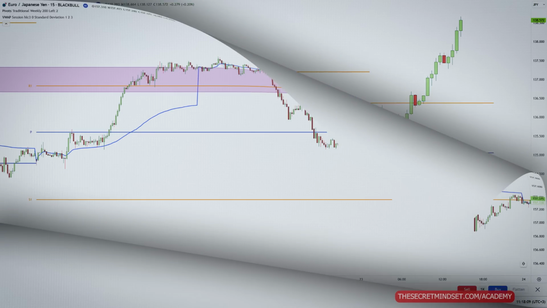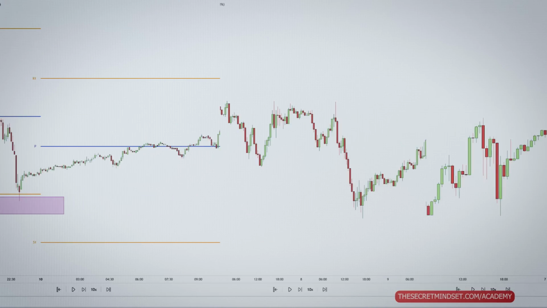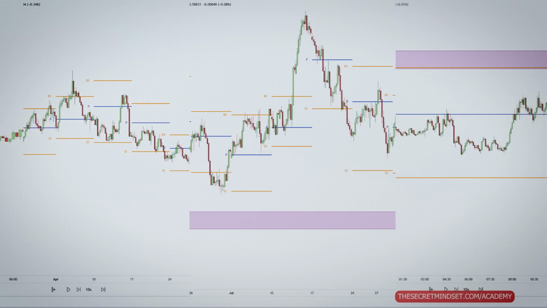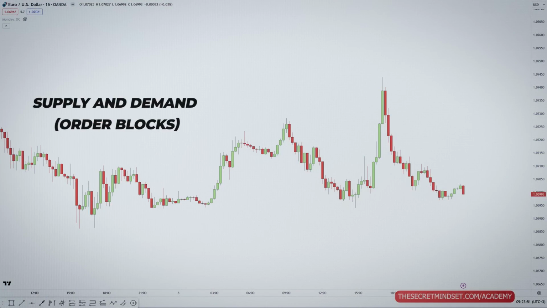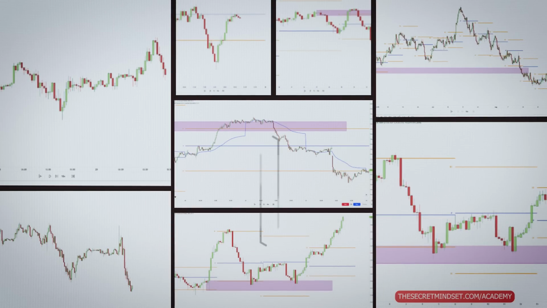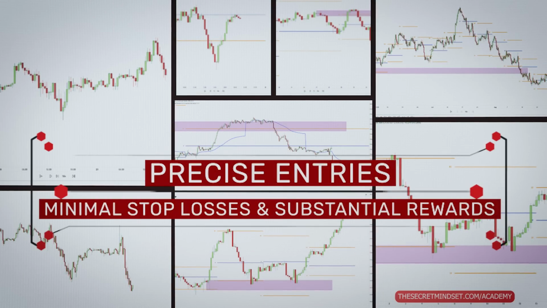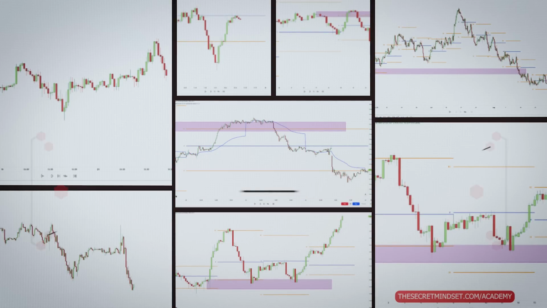So today I'll share with you a complete smart money trading plan to filter and find the best possible trades with the highest probabilities. The trading plan revolves around supply and demand areas or order blocks, whatever you want to call them, fair value gaps, liquidity runs, and one of my most reliable filters, the pivot points. If you follow this approach, you will achieve remarkably precise entries with minimal stop losses while targeting substantial rewards.